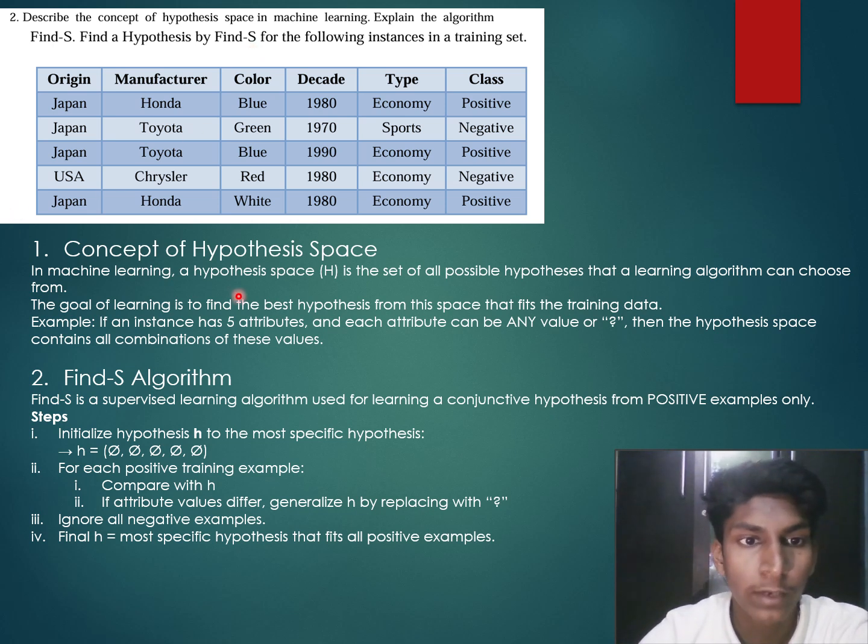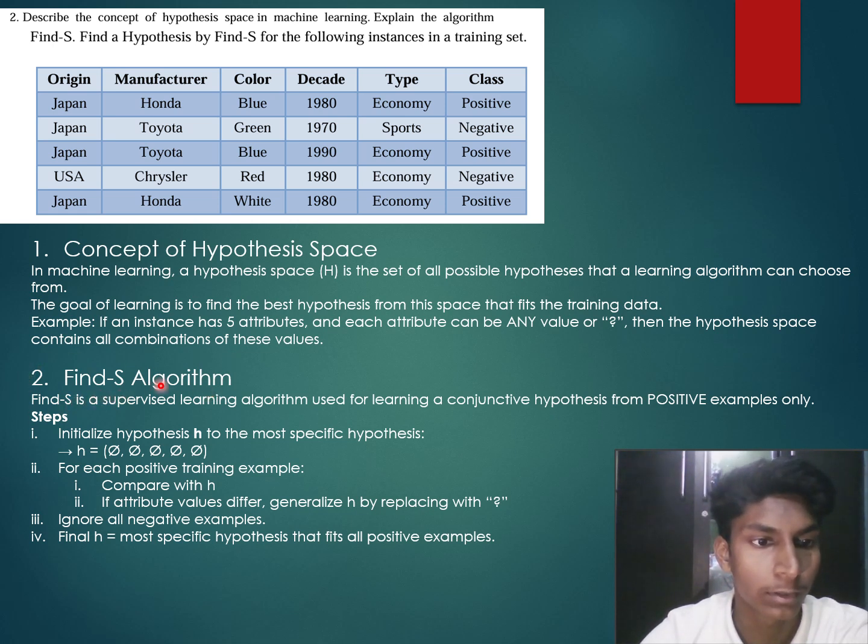First, the concept of hypothesis space. In machine learning, hypothesis space H is the set of all possible hypotheses that a learning algorithm can choose from. The goal of learning is to find the best hypothesis from this space that fits the training data. Example: if an instance has five attributes and each attribute can be any value or a question mark, then the hypothesis space contains all the combinations of these values.